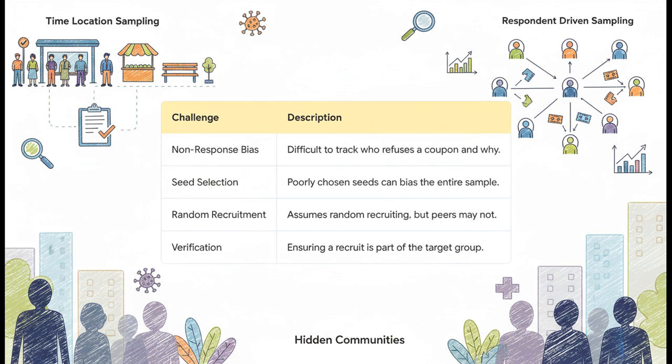But just like TLS, RDS has its own unique set of challenges. How do you track the people who are offered a coupon but say no? The first few seeds are so important. If you pick the wrong ones, the whole sample can be skewed. The math also assumes people recruit their friends randomly, but maybe they just pick their closest buddies. And the big one. How do you make sure that the person who shows up with a coupon is actually part of the group you're trying to study?